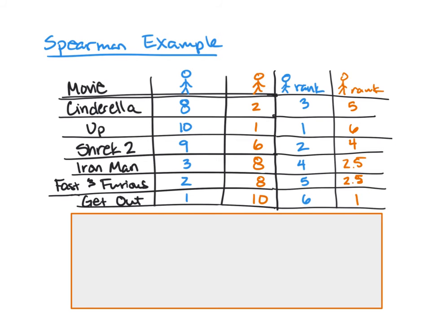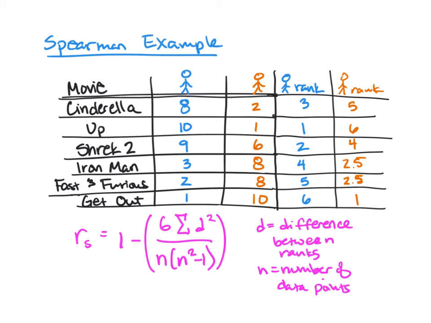The official way to calculate it is this. The Spearman correlation coefficient is 1 minus 6 times the sum of the difference between the two ranks squared. So I would say 3 minus 5 is -2, -2 squared is 4, that would be the thing I'm adding up here, all over n times n squared minus 1, n being the number of data points. So here we have 1, 2, 3, 4, 5, 6.